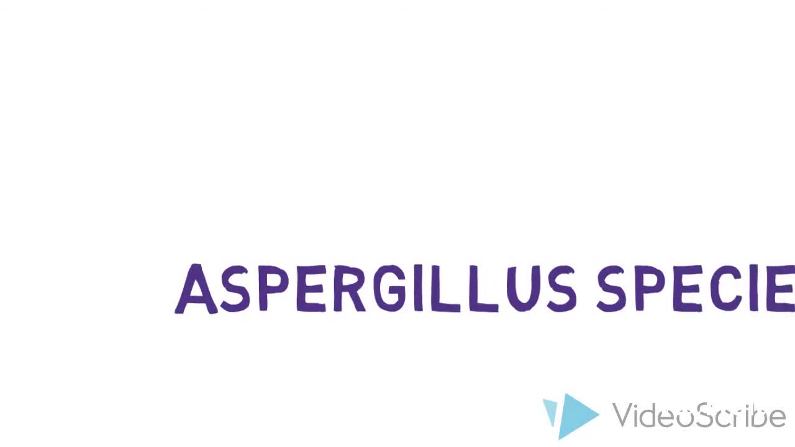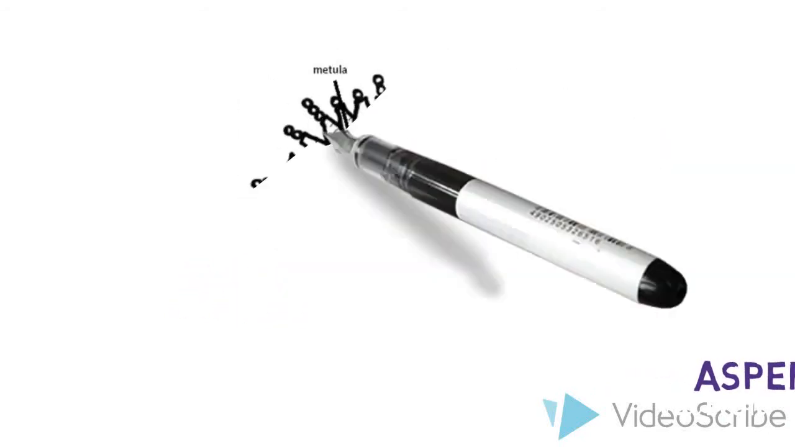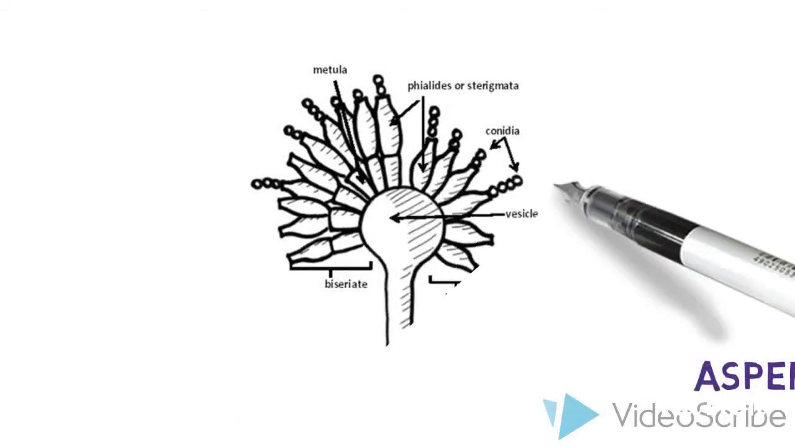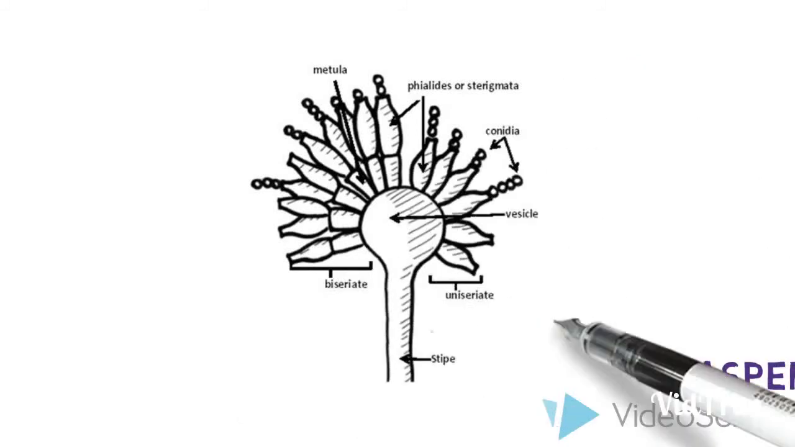Now I will talk about Aspergillus species. Microscopically, from the vesicle there will be a uniseriate arrangement, or it branches into two to become biseriate. Phialides will be above the metulae and produce spores.